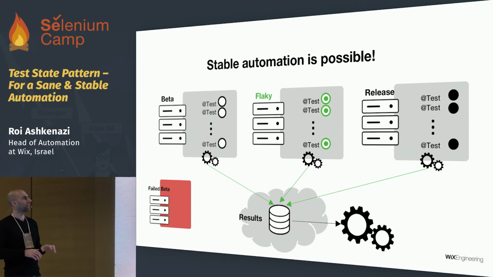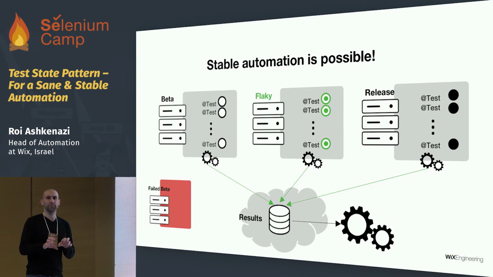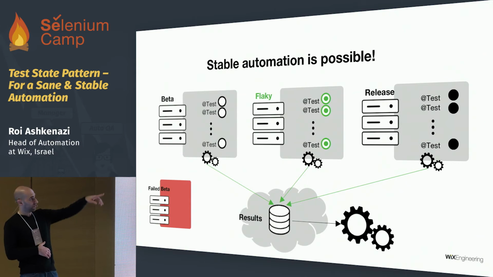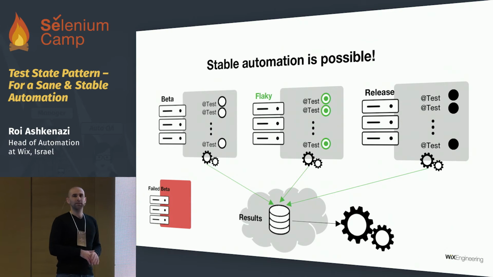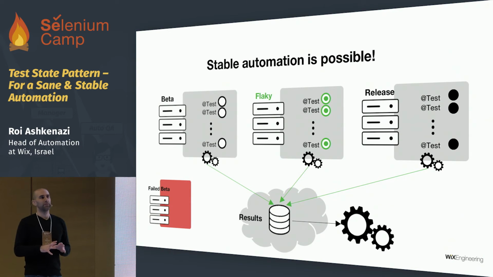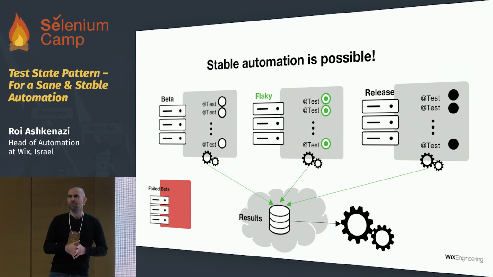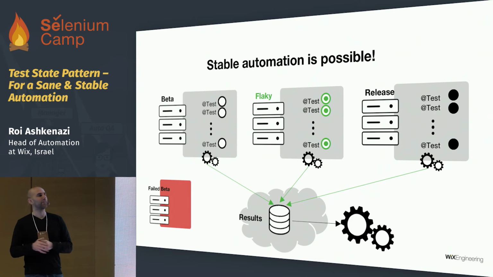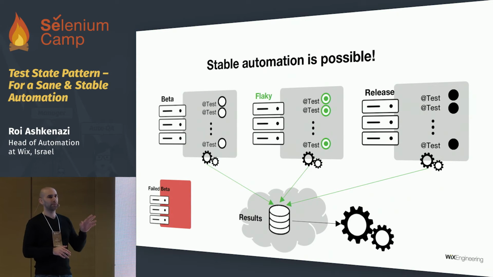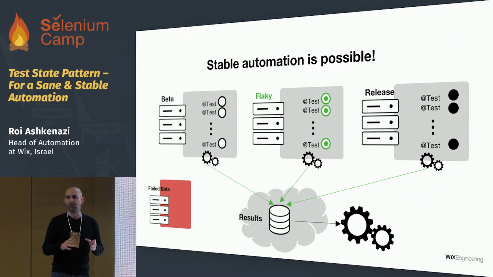So all of those states are mapped to different configurations. We have the beta configuration, which runs only the beta tests. And we have the flaky configuration, which runs only the flaky tests. And the release configuration there on the side is the real production configuration. It runs only the stable tests, or again, the super stable tests. And this is the one that is being analyzed.